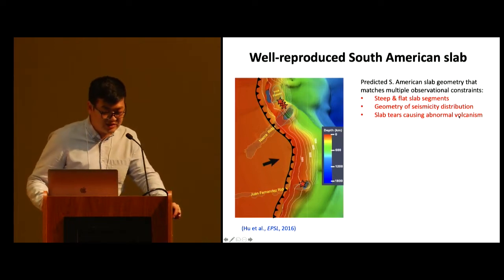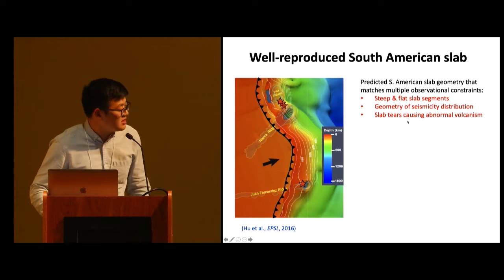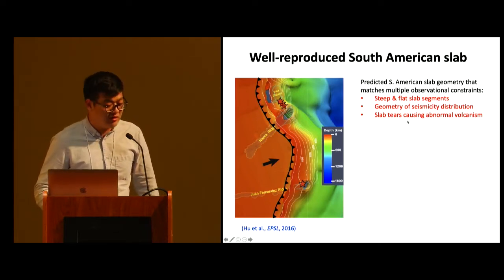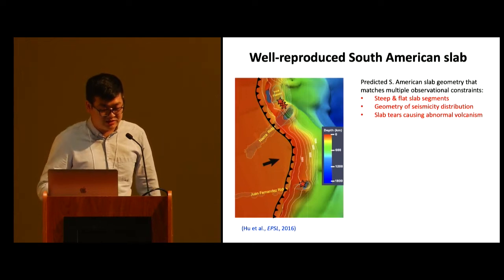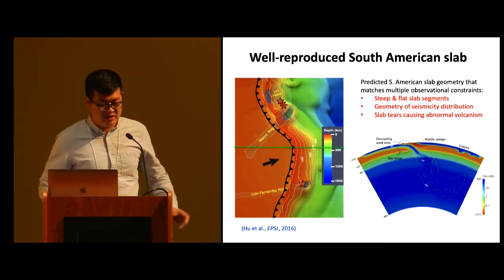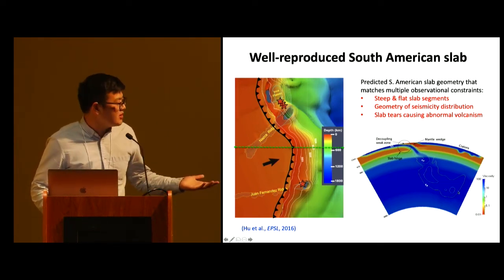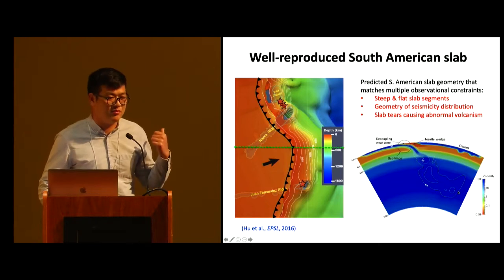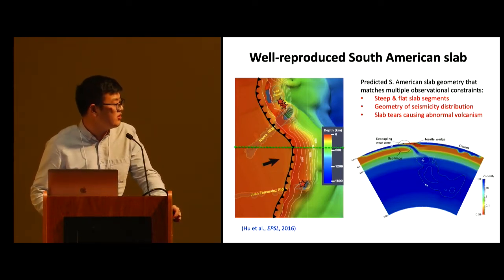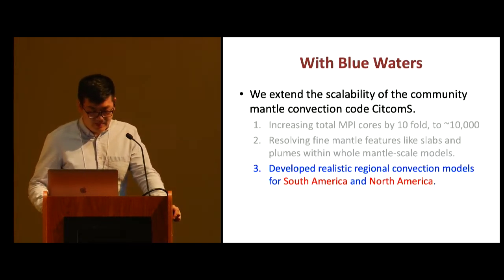We also have some fine-scale features like slab tears, and these slab tears can help to explain the abnormal volcanism along the coast. And here is a cross-section of our model, and we can see our slab geometry is very complex, much more complex than the previous conceptual model I showed. This is more realistic, and this model matches the tomography very well.